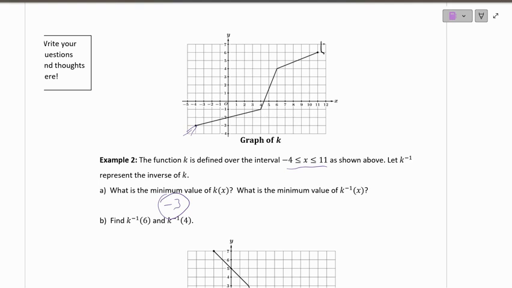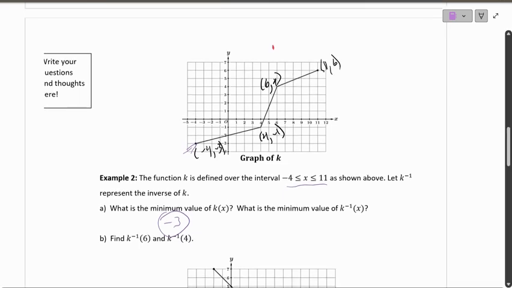So I'm going to write out these coordinate points. So 11, 6. This one is 6, 4. This point is 4, -1. And this point is -4, -3. So then the inverse is you switch them around. So 11, 6 is going to become 6, 11, which goes way off this graph. So it's way up here.